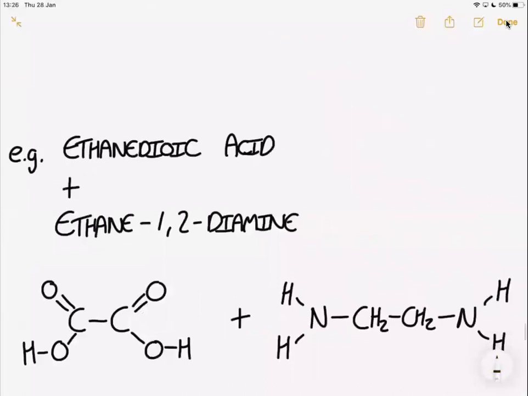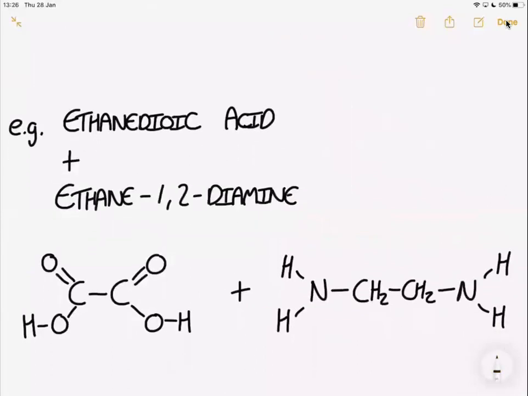So here's our first example to look at, keeping it nice and simple. Ethane dioic acid is the simplest dicarboxylic acid we can make, because it's got two carbon atoms and it's got two carboxyl groups. The fact that it has a carboxyl group on both ends of the molecule is what allows it to form a polymer. If it was only a normal carboxylic acid like ethanoic acid, it could form an amide, as per the previous lesson, but it could not form a polyamide.